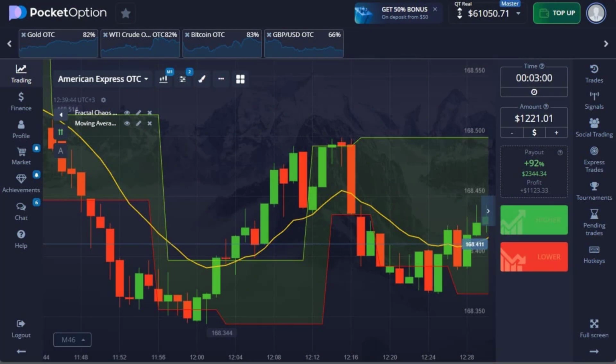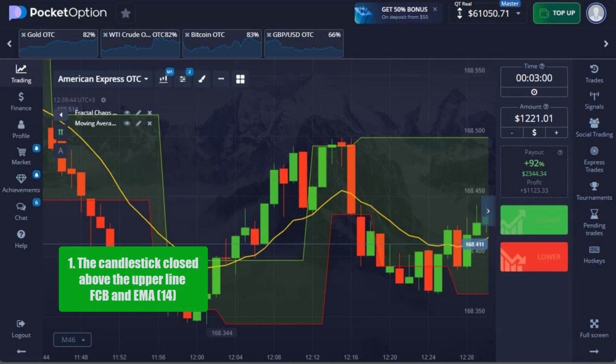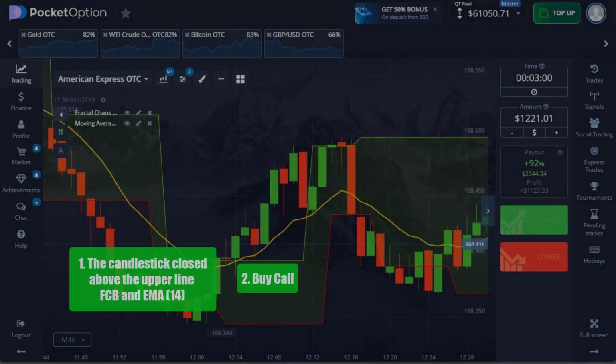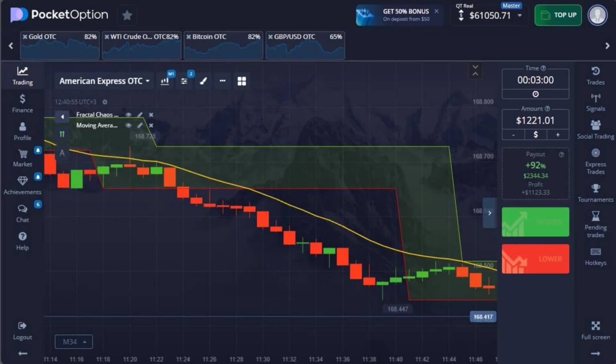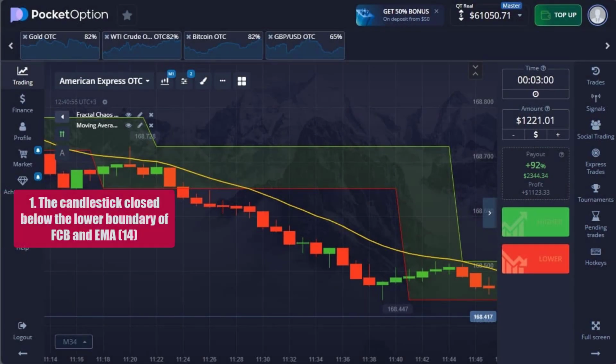The rules for opening call and put options on the basic strategy with the addition of trend filters would be as follows. To buy a call option, first, the candle must close above the upper boundary of the Fractal Chaos Bands and EMA 14. Second, at the opening of the next candle, buy a call option. To buy a put option, it is necessary first that the candle closes below the lower boundary of Fractal Chaos Bands and EMA 14. Second, at the opening of the next candle, buy the put option.